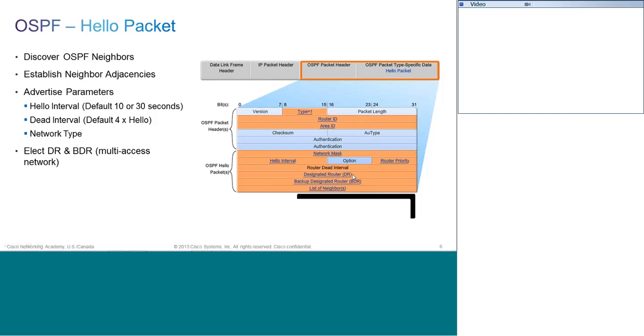Notice there is a field for the designated router. This would be the router ID of the designated router. The backup designated router, again, this would be the router ID. And then finally, a list of neighbors, and this would be a list that identifies the router IDs of all adjacent neighbor routers.